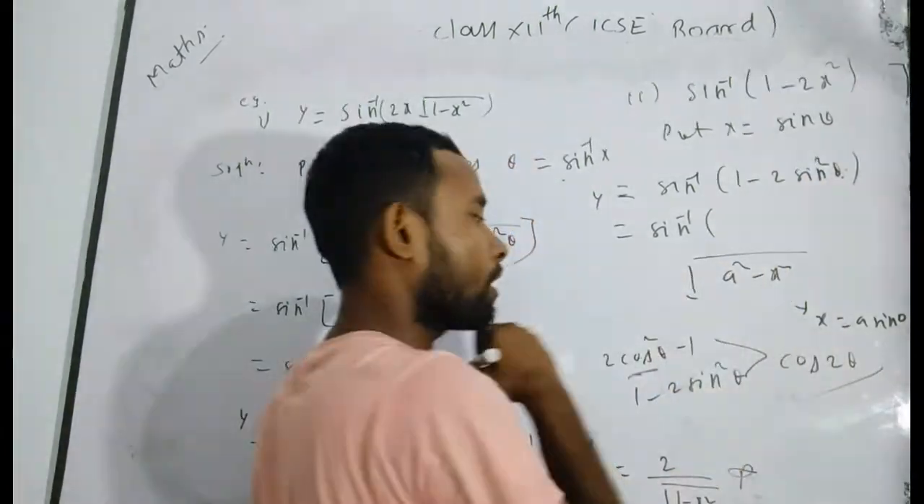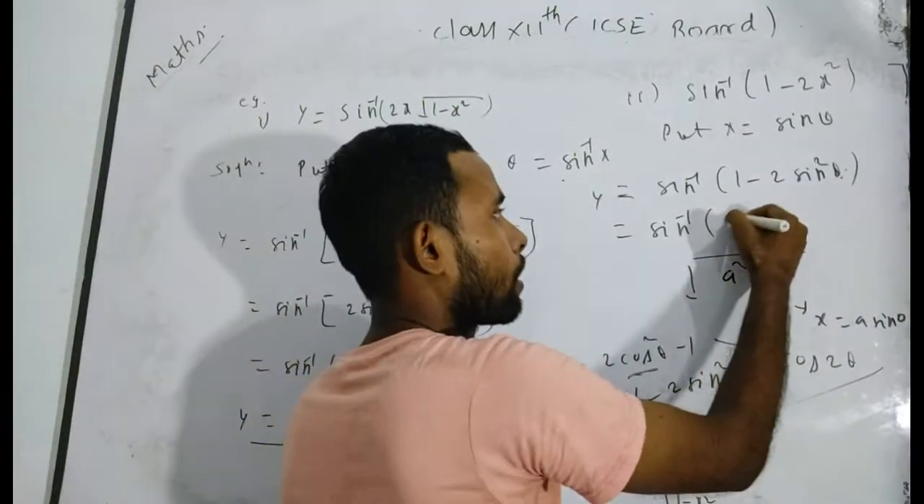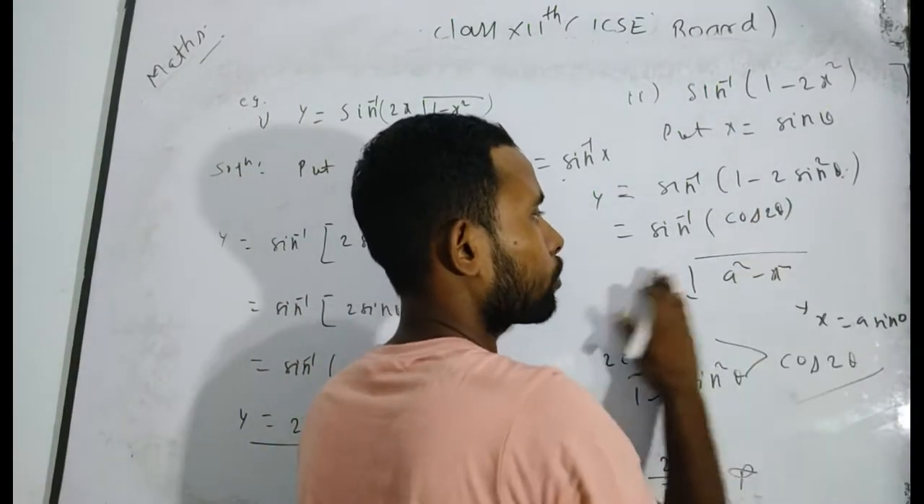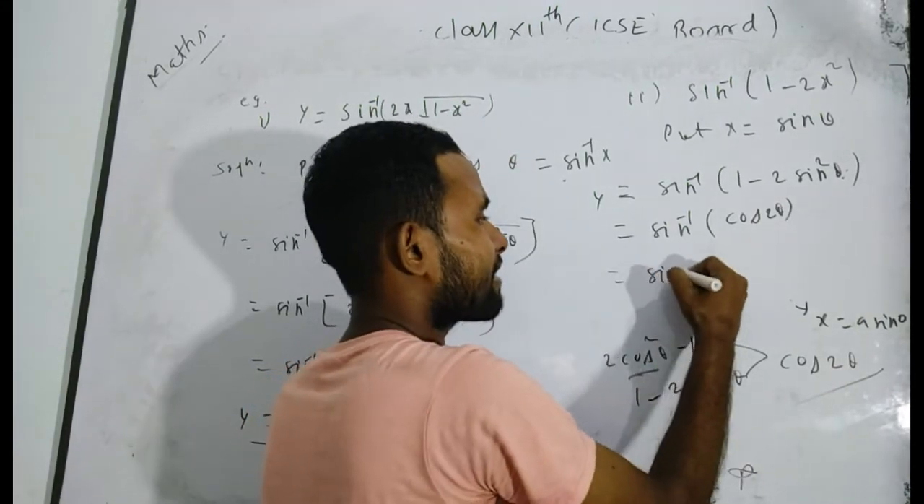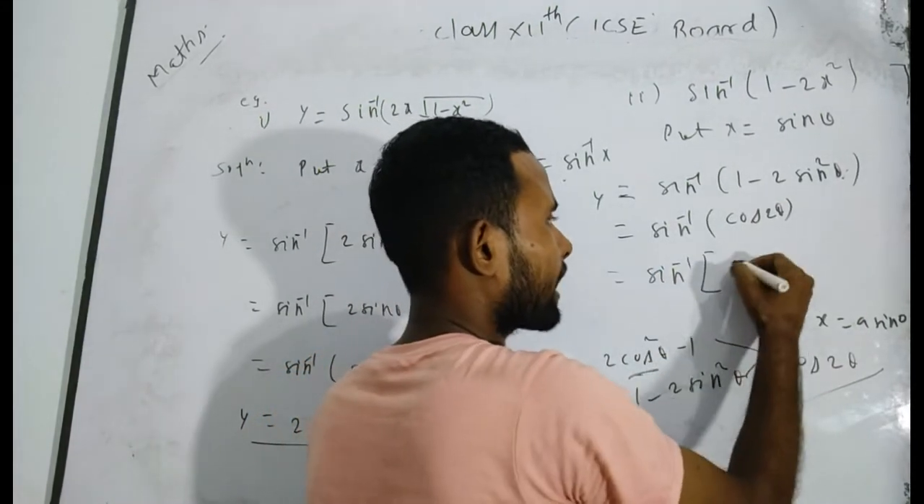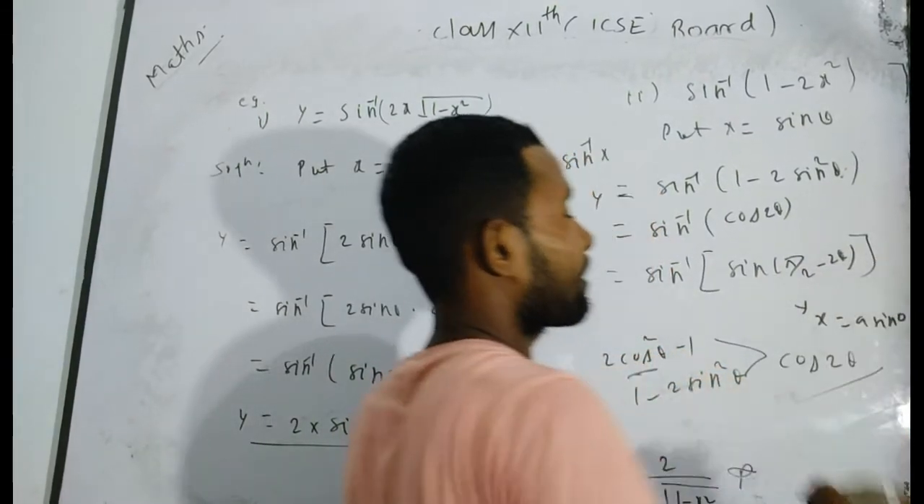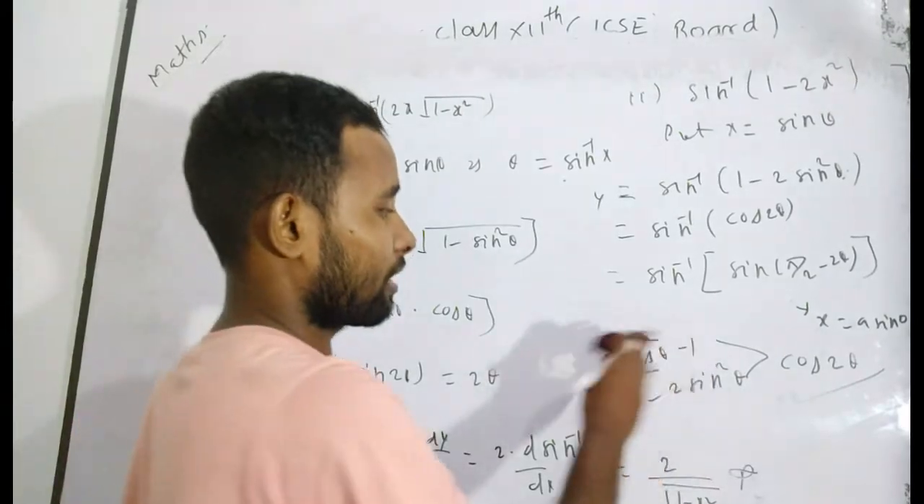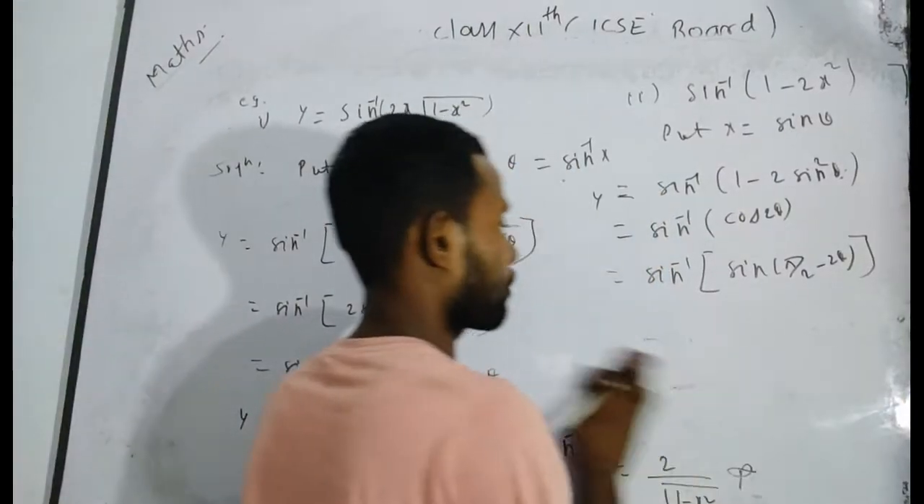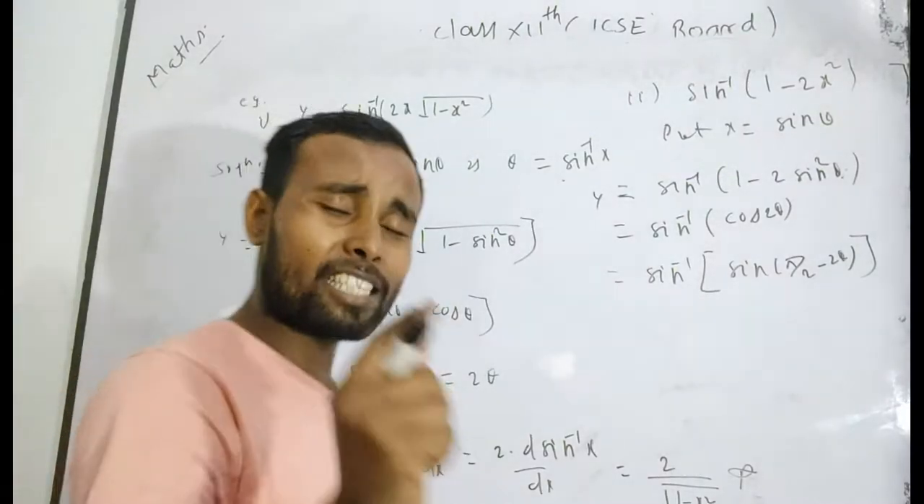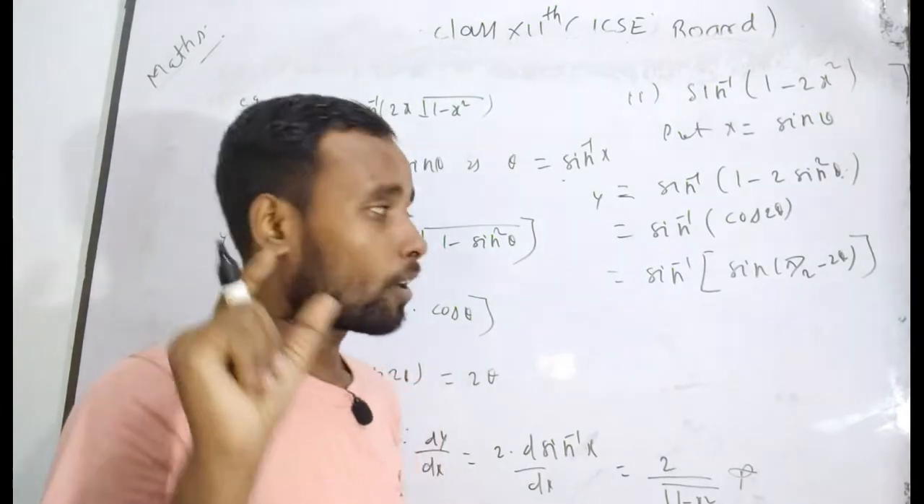1 minus 2 sin square theta will be what? Cos 2 theta. Again, can you write sin inverse? Cos 2 theta can be written as sin of pi by 2 minus 2 theta. You will tell me, sir, again you have taken some different step. There should be only a single goal for you.